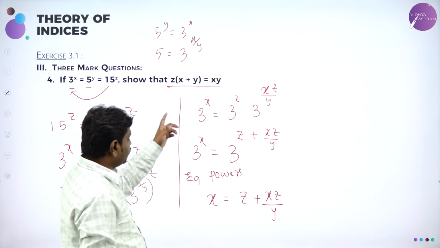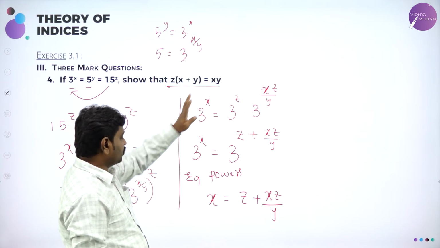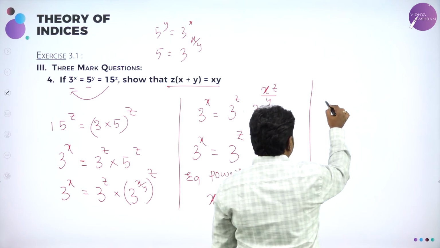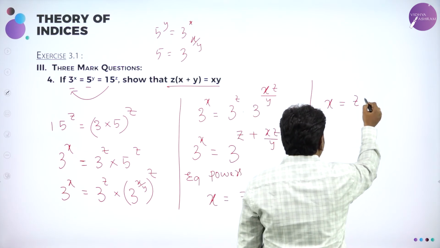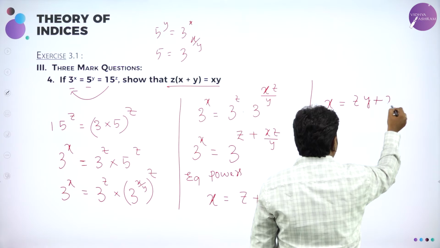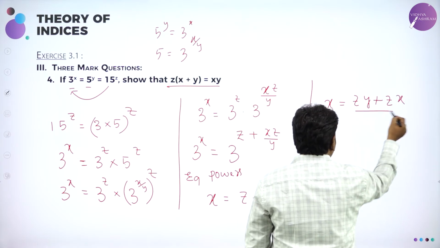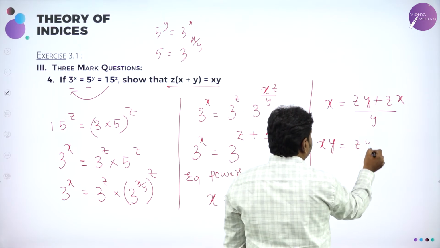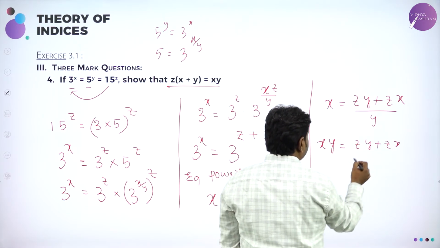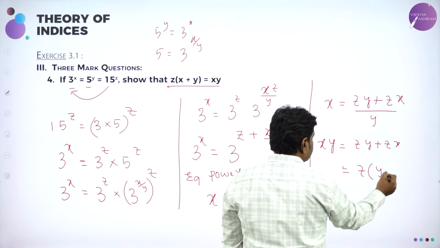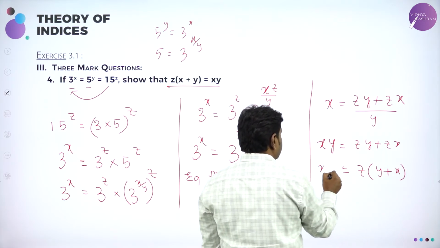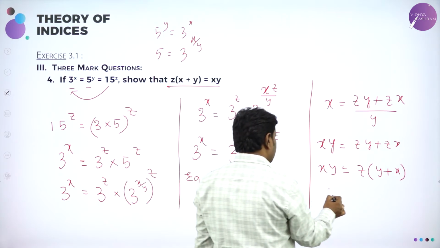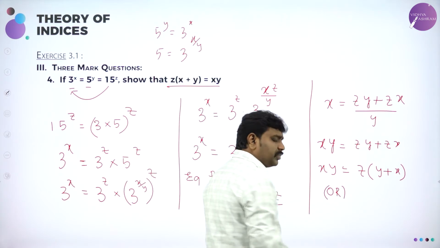Now we need to prove z into x plus y is xy. So take LCM. If you take LCM, x is equal to zy plus zx, or xz, divided by y. Transfer y to this side, so you'll get xy is equal to zy plus zx. Now take z common in the RHS, so y plus x. So xy is equal to z into y plus x, or x plus y, or I can rewrite this. A is equal to b or b is equal to a.